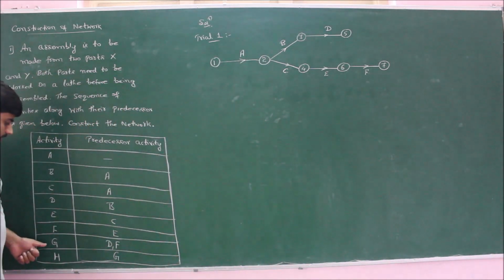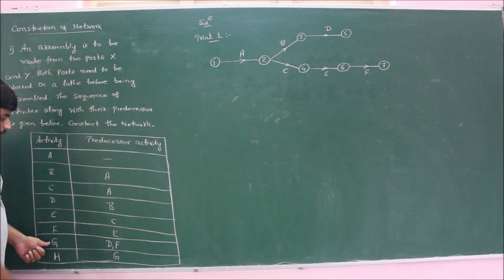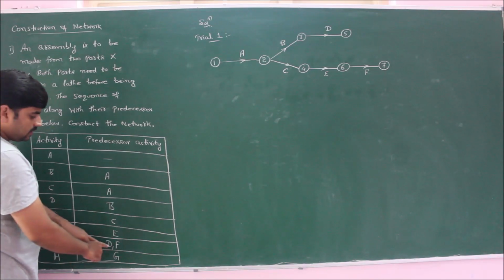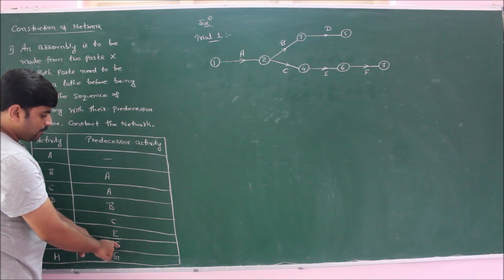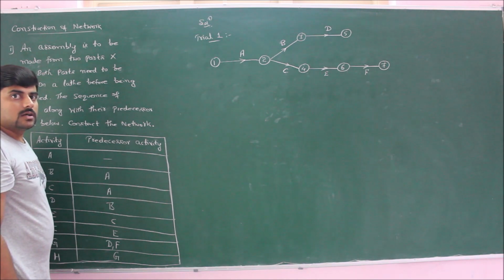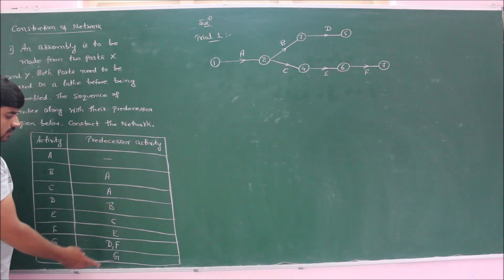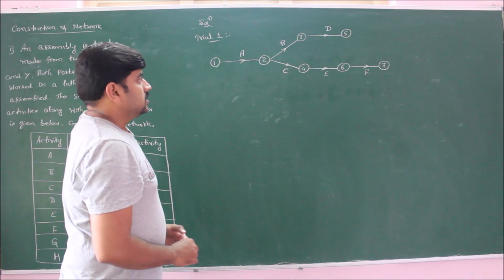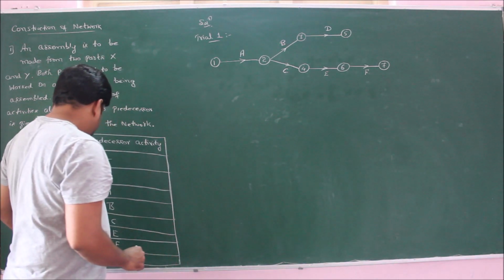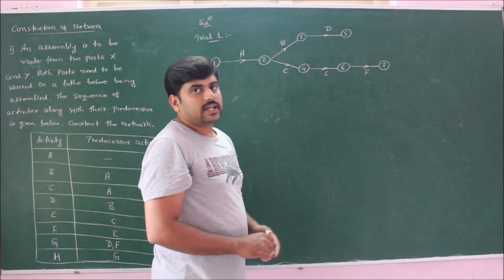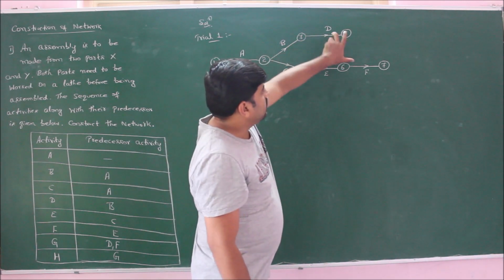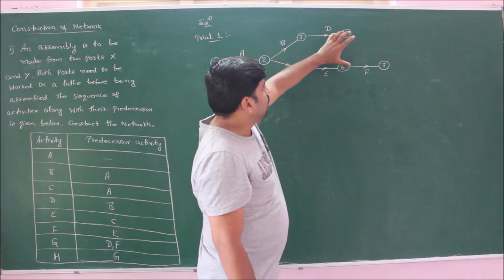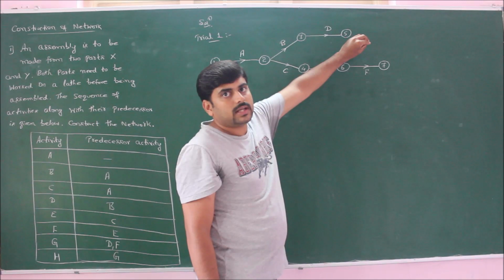Next, moving on to activity G, it will emerge from the activities D and F, which means that these two activities must merge at a common event. So I should have one merge event. Since activity G is emerging from activities D and F, D and F should reach a merge event. So I should merge these two activities into a common event.